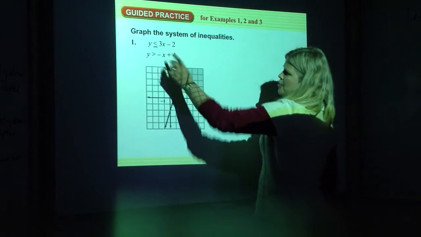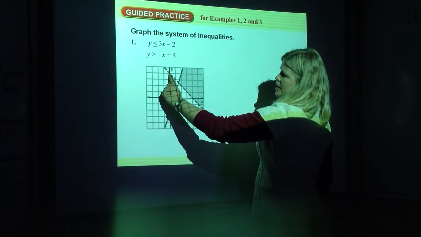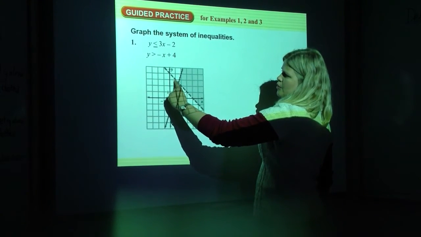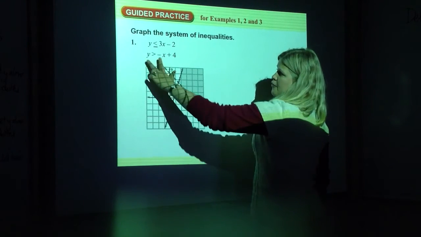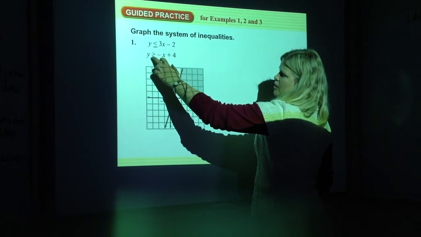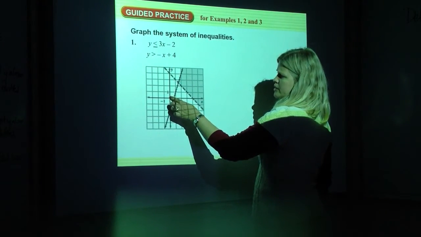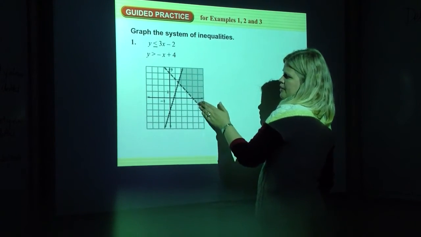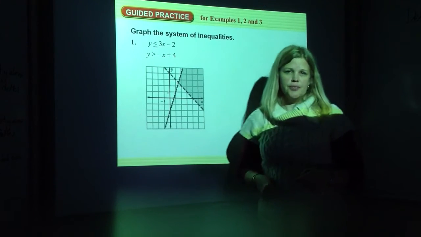Okay? When we come to this one, we go up to 4. The slope is negative 1, so down 1 and over 1. And we make a dotted line. If we put zeros in here, is 0 greater than 0 plus 4? Let's see, is 0 greater than 4? No, so we don't want this point. We want the stuff above the line. So to the right and above is going to be this section.